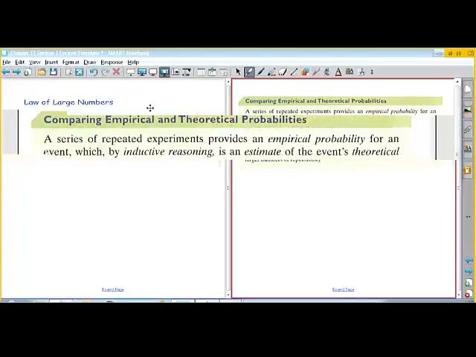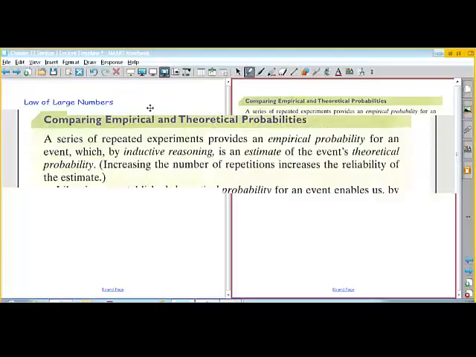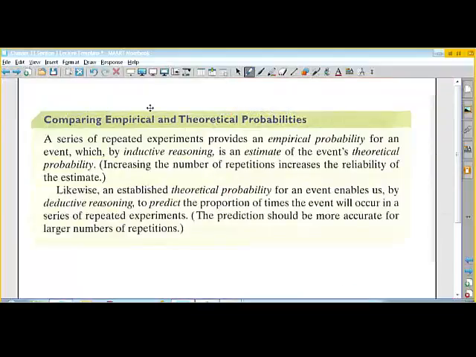Okay, so this is the same kind of thing. A series of repeated experiments provides an empirical probability for an event, which by inductive reasoning is an estimate of the event's theoretical probability. Increasing the number of repetitions increases the reliability of the estimate. Likewise, an established theoretical probability for an event enables us by deductive reasoning to predict the proportion of times the event will occur in a series of repeated experiments. The prediction should be more accurate for the larger number of repetitions.